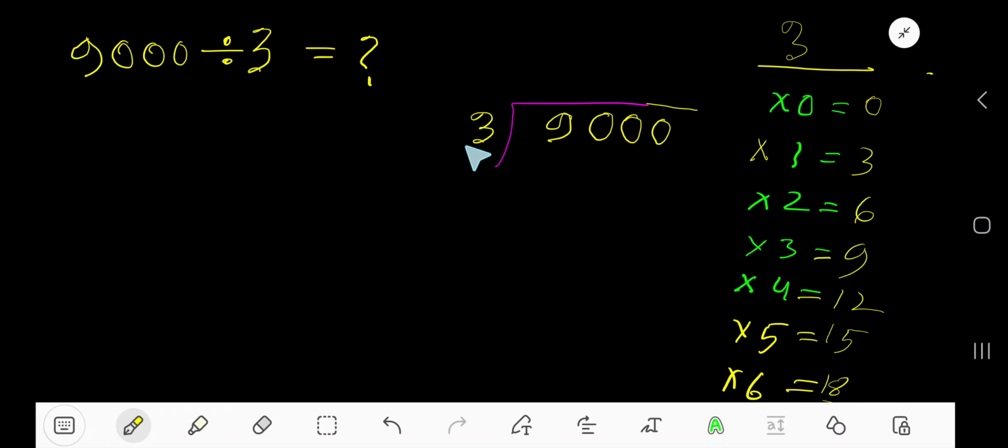9,000 divided by 3. Here 3 is a divisor. 3 times 0, 0, 3 times 1, 3, 3 times 2, 6, 3 times 3, 9, 3 times 4, 12. To find out the multiplication table of 3, just add 3 with the previous step.